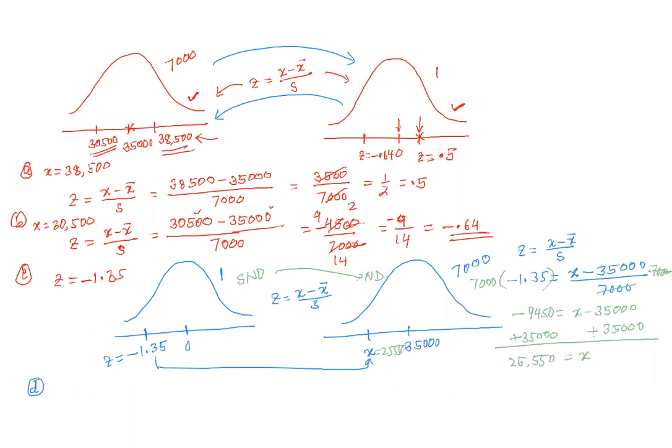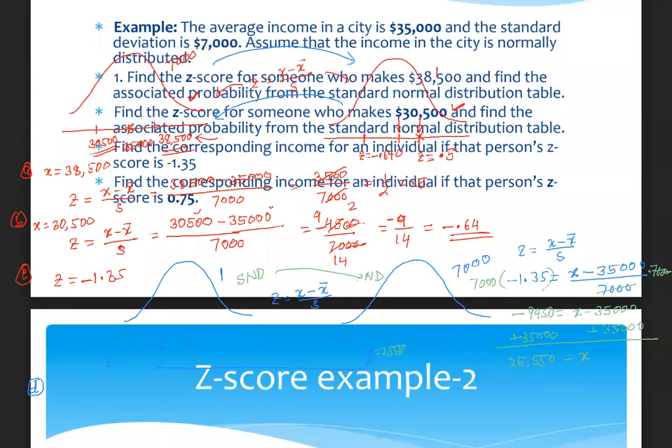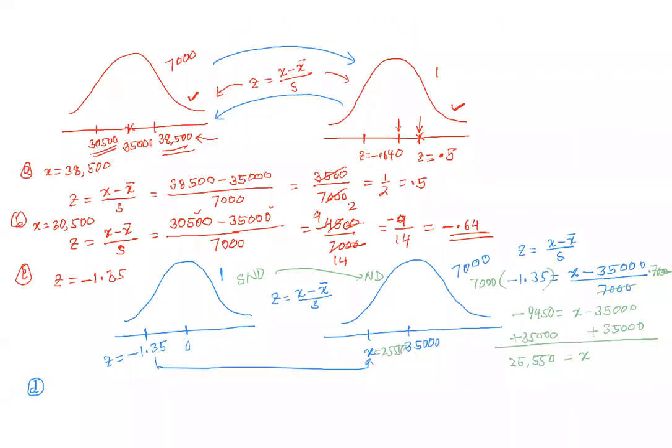So the other one is, what if the z score is 0.75? So in the next one, Z is equal to 0.75. Again, 0.75 is going to be somewhere here, and you're going to get a corresponding point here. So this point will map to that point, which is x is equal to something.